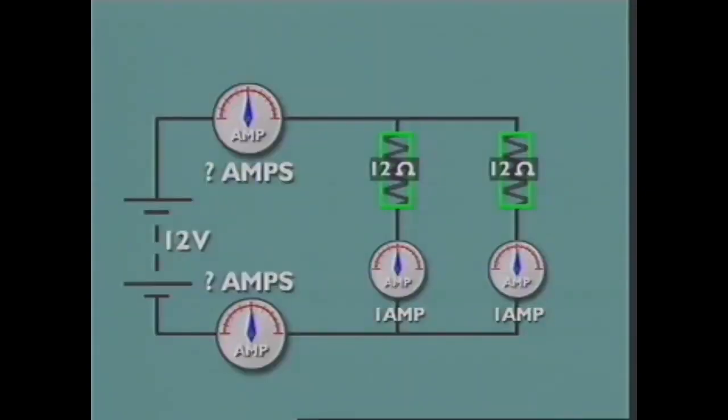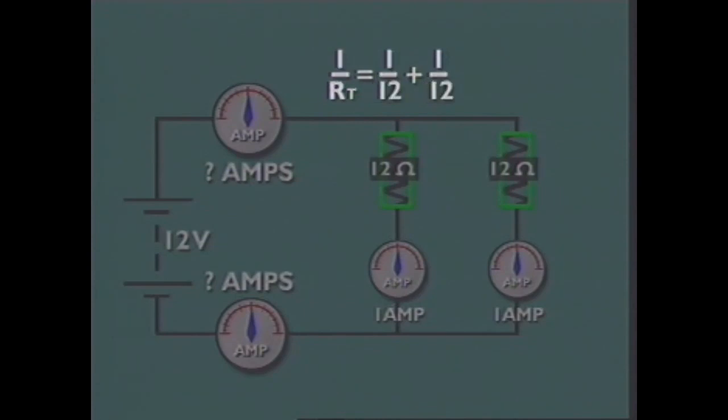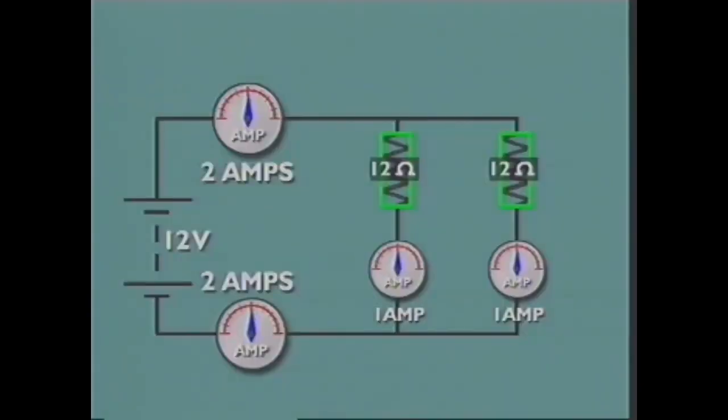Now, if 2 resistors are removed, what is the result? 1/12 plus 1/12 is 2 twelfths, which turned back the way it was is 12/2, or 6 ohms. Voltage across the components is still 12 volts, but by Ohm's law, the new current is 2 amperes. So removing the resistors in this circuit halves the current.